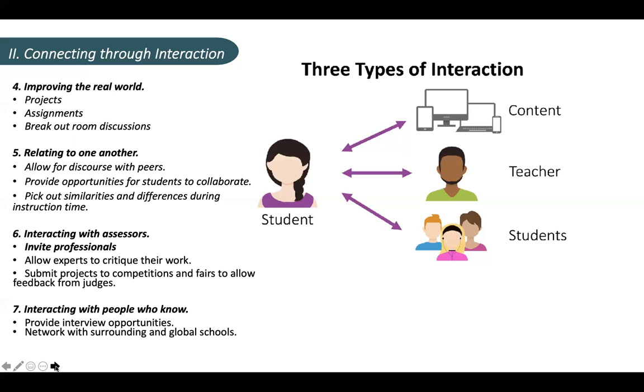And then number seven, interacting with people who know. Provide interview opportunities, like we just said. And then, of course, let them network with surrounding and global schools. So maybe you want to have a pen pal situation going on. Now you can understand, well, we're learning this in our school because of this, and the pen pal can say, well, we're learning this in our school because of that. And of course, then you're connecting them. They're networking amongst themselves. They can find the commonalities in what they're learning compared with what the other schools are learning, and then begin to have a deeper understanding of why it is important that they learn what they're learning.